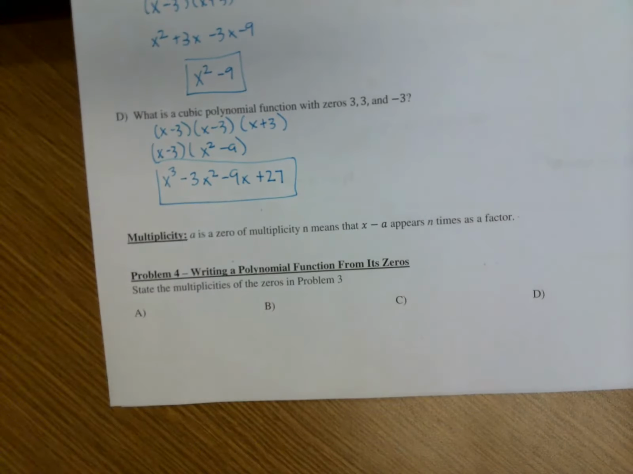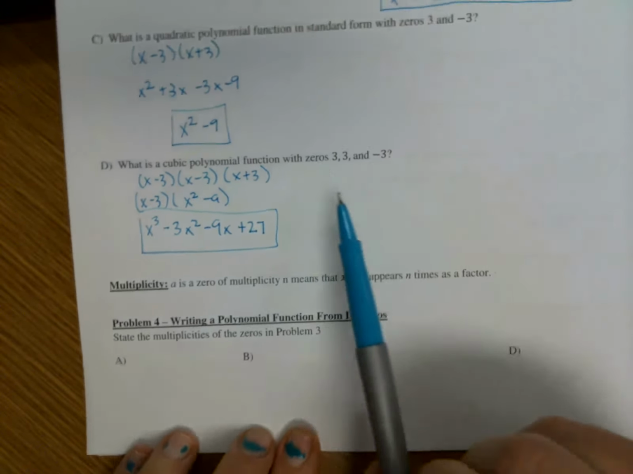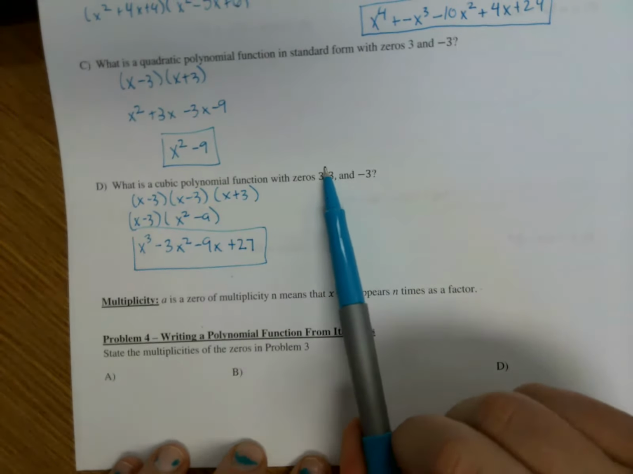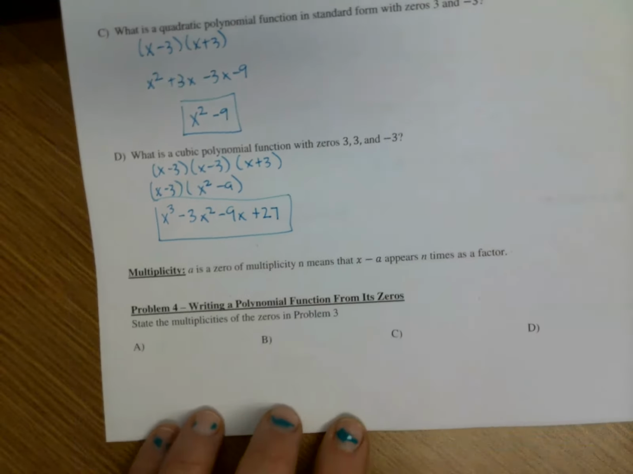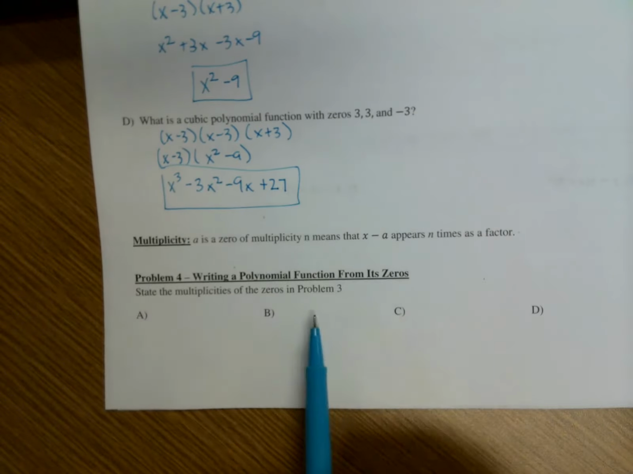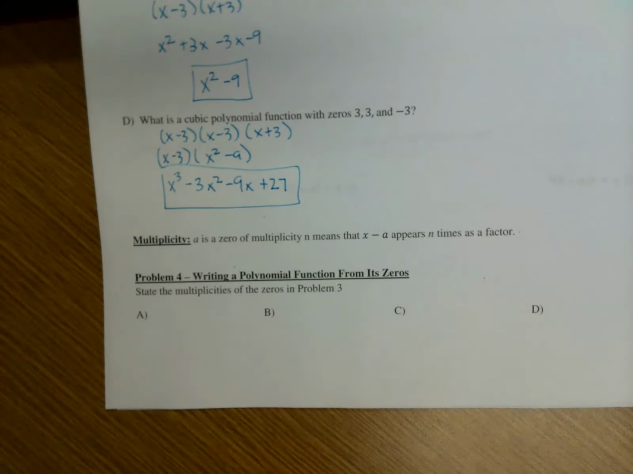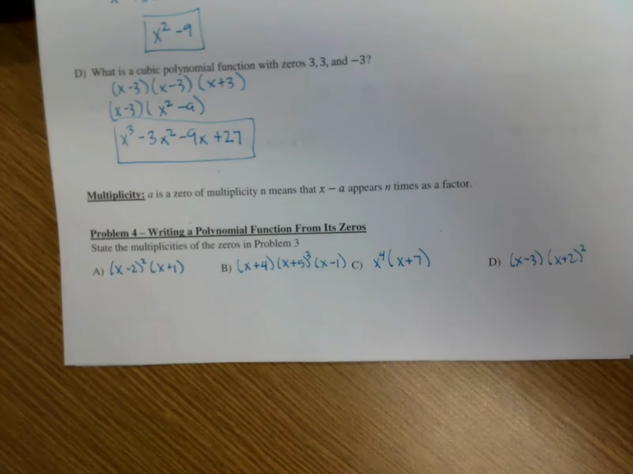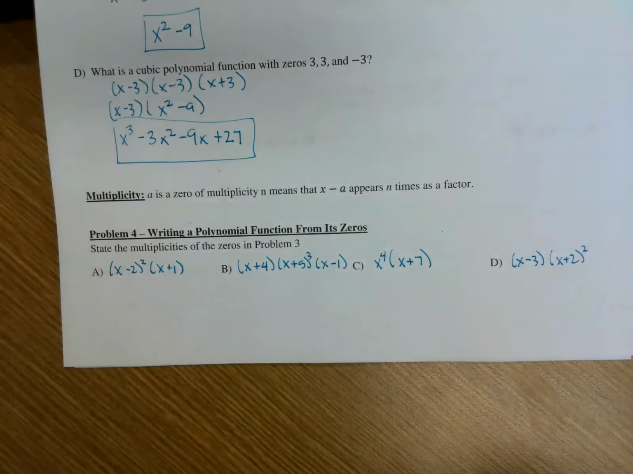Now, multiplicity means when a 0 happens twice. So like right here, this 0 happened 2 times. So this has a multiplicity of 2. So I'm going to want you to write down these problems here. So again, write down those problems right there. There, it's a little better.